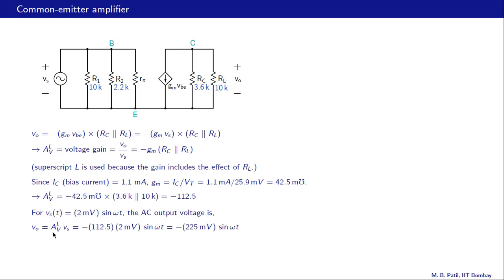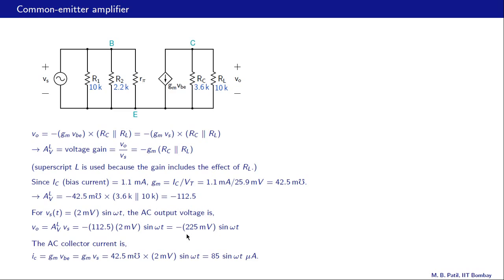VO is AVL times Vs. AVL we already know, minus 112.5 times Vs, which is right here. So that turns out to be minus 225 millivolts times sin omega t. So the input amplitude is 2 millivolts, the output amplitude is 225 millivolts, so definitely much larger than the input voltage.